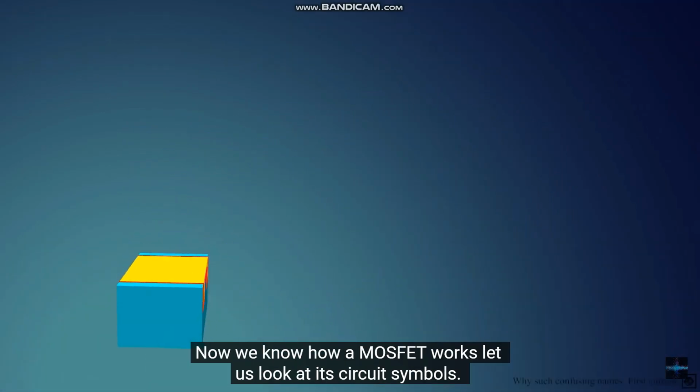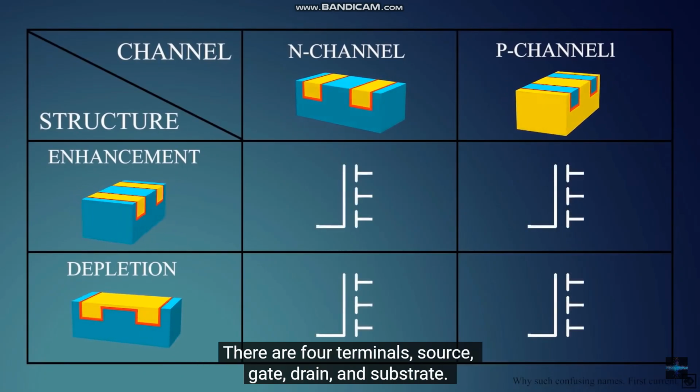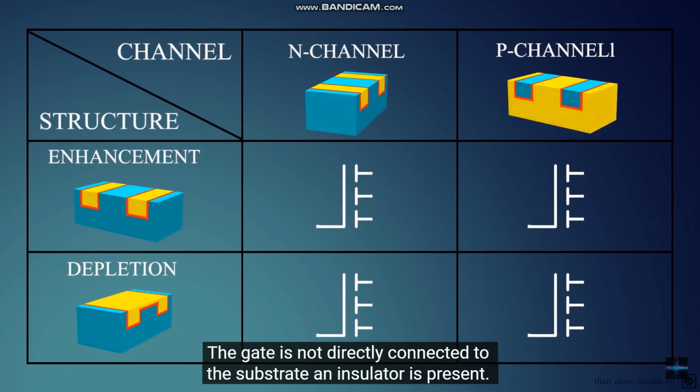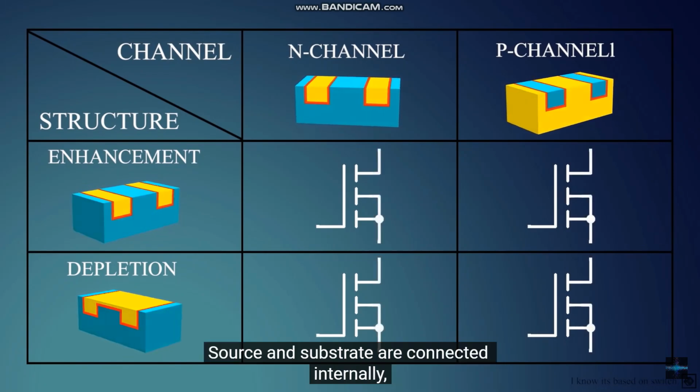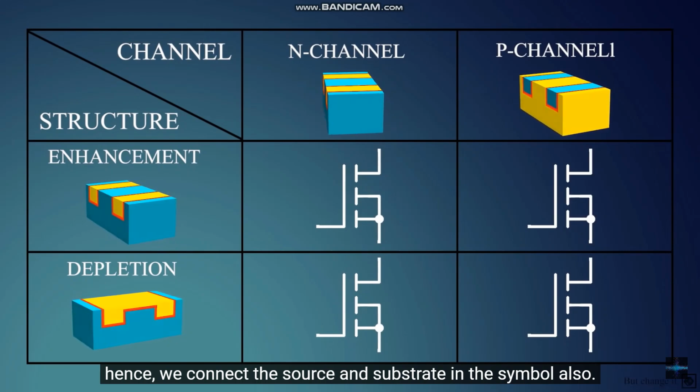Now we know how a MOSFET works. Let us look at its circuit symbols. There are 4 terminals: source, gate, drain, and substrate. The gate is not directly connected to the substrate. An insulator is present. Hence, the gate terminal is floating in the symbol. Source and substrate are connected internally. Hence, we connect the source and substrate in the symbol also.